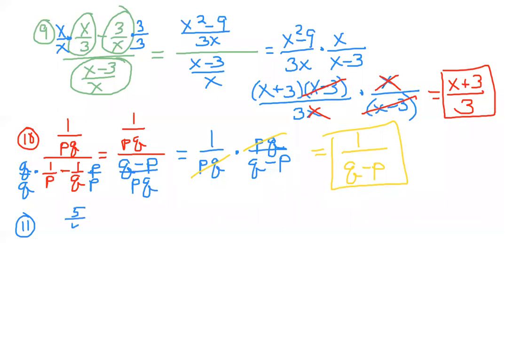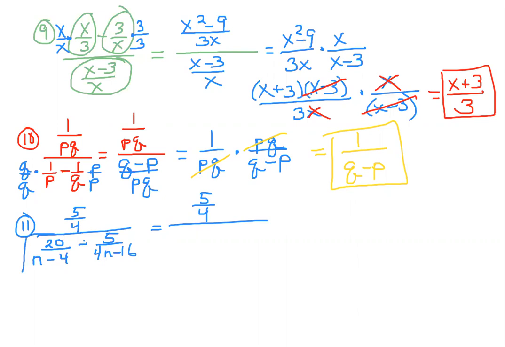5/4 over 20 over n, thought it was an M. Looks like it's an N minus 4 minus 5 over 4n minus 16. All right, now let's just look at the denominator. We don't have to really worry about the numerator because it's already just one fraction, so it's just going to stay there. But let's look at our denominator.